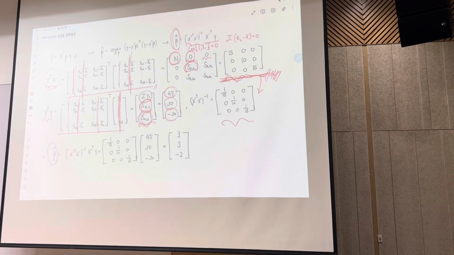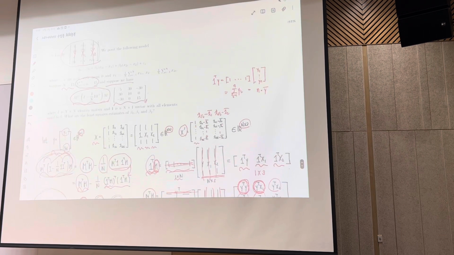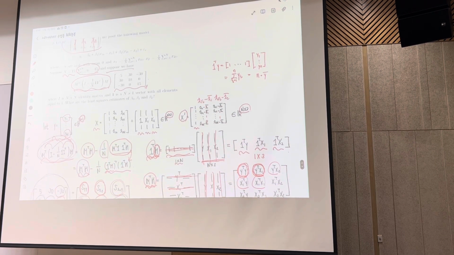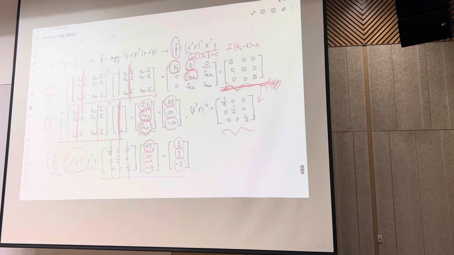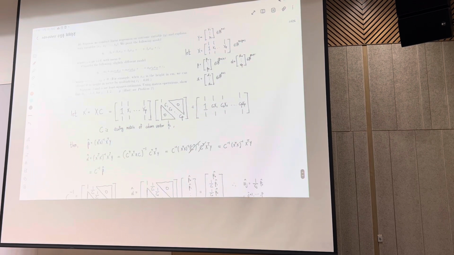So we can get beta hat is equal to x prime transpose x prime inverse multiplied by x prime transpose y. So 45 in the first entry, 30 in the second, minus 30 in the third. Then we can get 3, 3, minus 2. It is a very long process. Is it okay? Okay, last one. Last one.